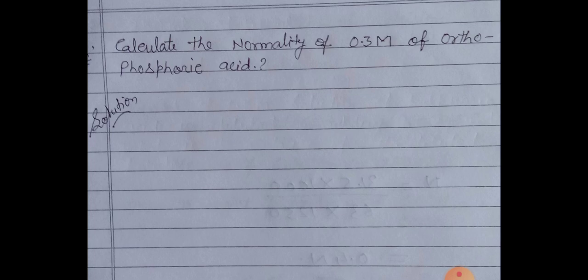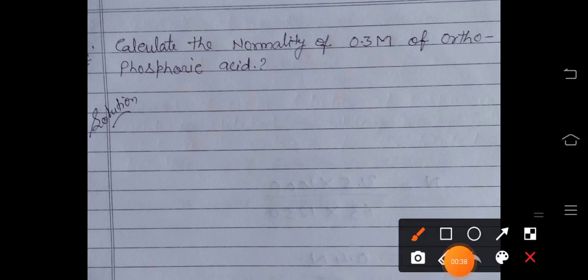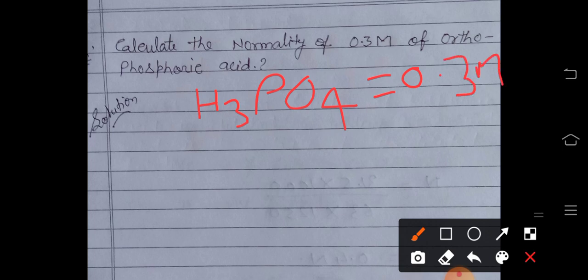In this question, the molarity of orthophosphoric acid, H3PO4, equals 0.3 M. The formula of orthophosphoric acid is H3PO4. It is a tribasic acid. We know that the basicity of H3PO4 equals 3.